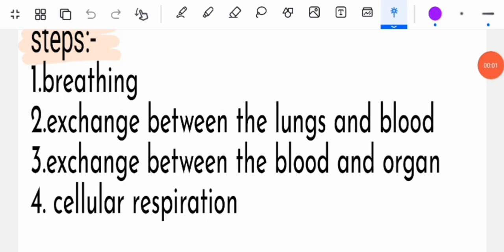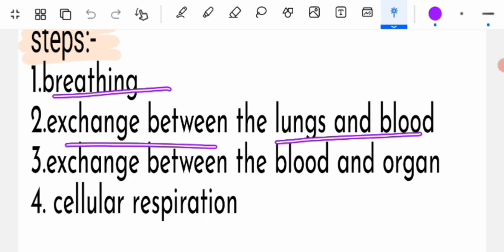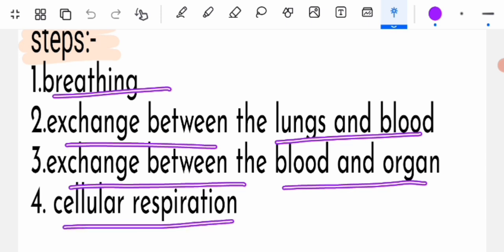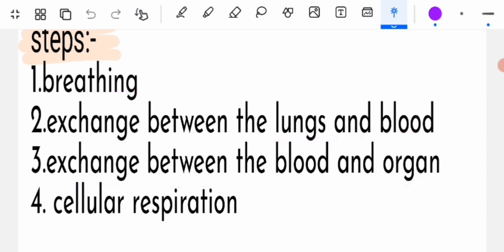So there are 4 steps in respiration. The first one is breathing, the second is exchange between the lungs and the blood, the third is exchange between the blood and the organ, the fourth is cellular respiration. We are going to deal with each one. The breathing is nothing but that we take oxygen into our lungs through the external nostrils. That is called breathing, nothing else.